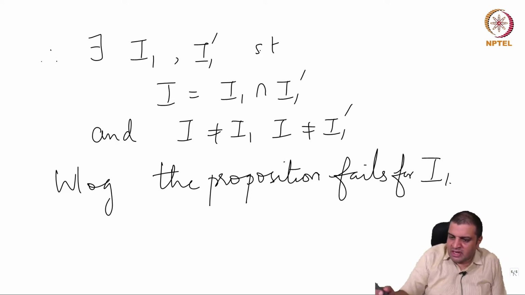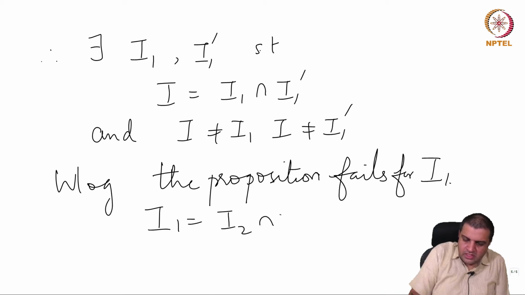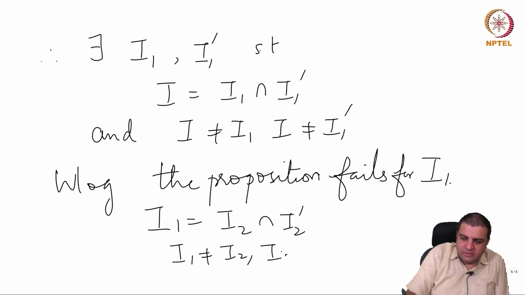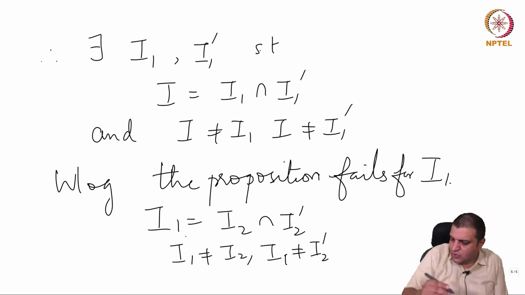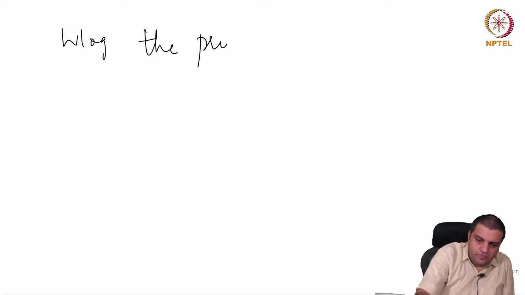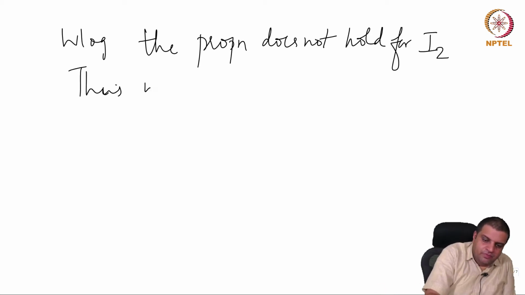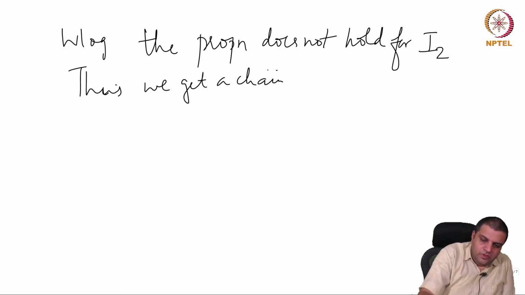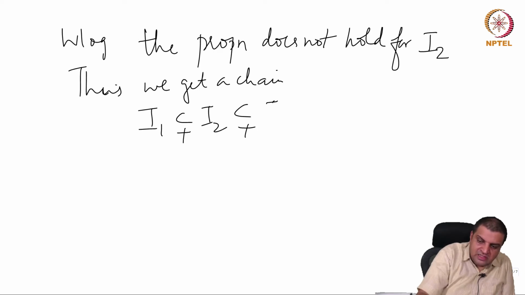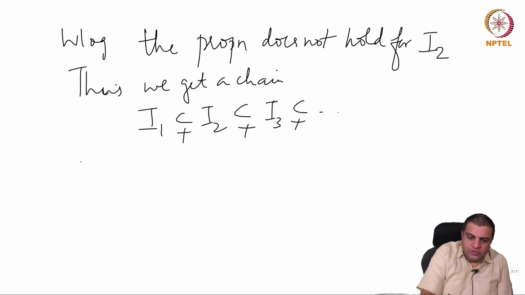And now we can ask, I1 can be written as some I2 intersect some I2 prime, where again I1 is not equal to I2, for the same reason: I1 is not irreducible. I1 is not equal to I2 prime, but their intersection is I1. So same argument, and again without loss of generality the proposition does not hold for I2. Thus we get a chain, I1 strictly inside I2, strictly inside I3, and so on, which is not possible in a Noetherian ring.